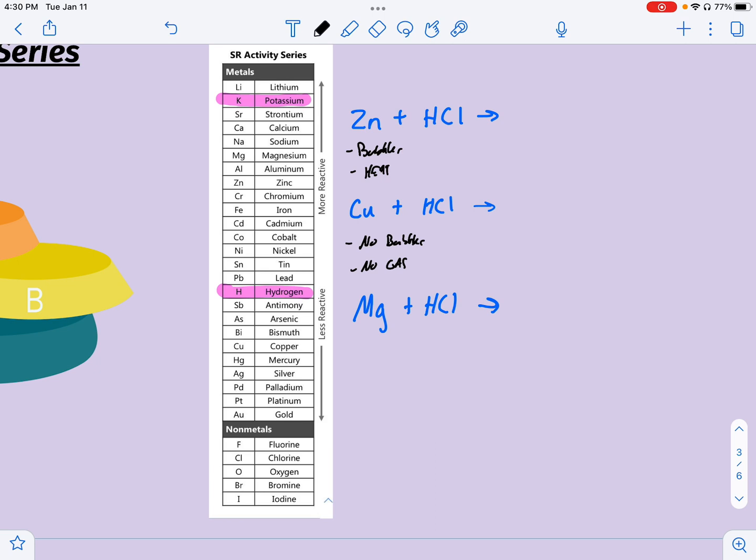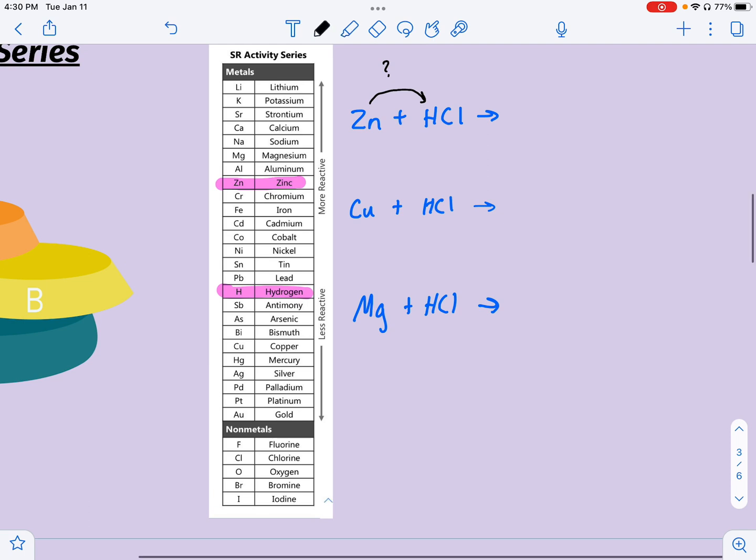So how can I justify that happening with the activity series? Well, let's say we take a look at our element that's trying to replace. And if I look at the zinc, zinc is trying to take the place of hydrogen in this compound to combine with chlorine. If I look at where they're at on the activity series, hydrogen's in the middle, and zinc is on top, so it's more reactive, so it can easily take its place.